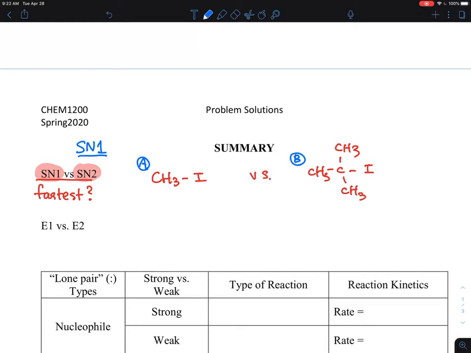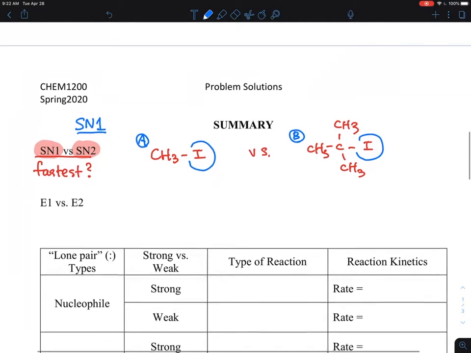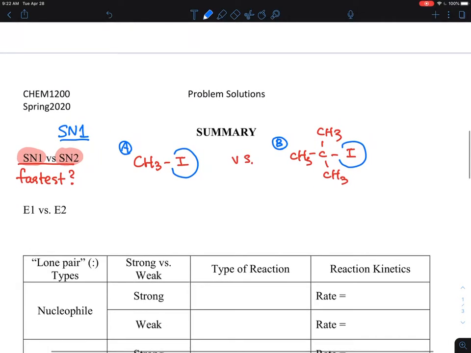So the question is about the SN1 reaction, and these are two compounds, both alkyl halides. We are talking about the same leaving group here, right? If I were to use the same nucleophile, which one will react faster? I'm talking about SN1. The answer is that this one is faster for SN1.